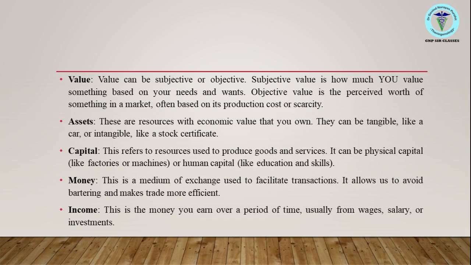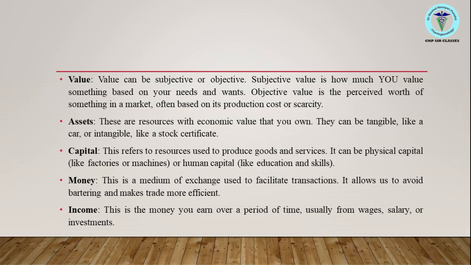Value. Value can be subjective or objective. Subjective value is how much you value something based on your needs and wants. Objective value is the perceived worth of something in a market, often based on its production cost or scarcity. Assets. These are resources with economic value that you own. They can be tangible, like a car, or intangible, like a stock certificate.